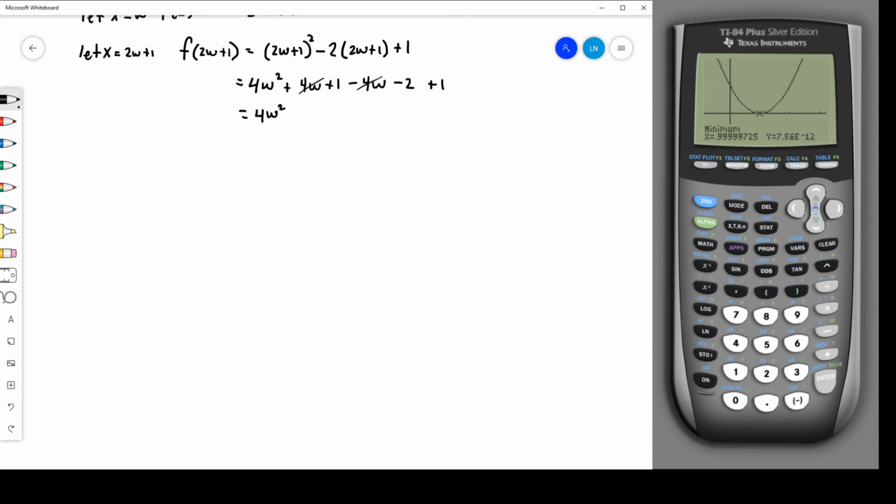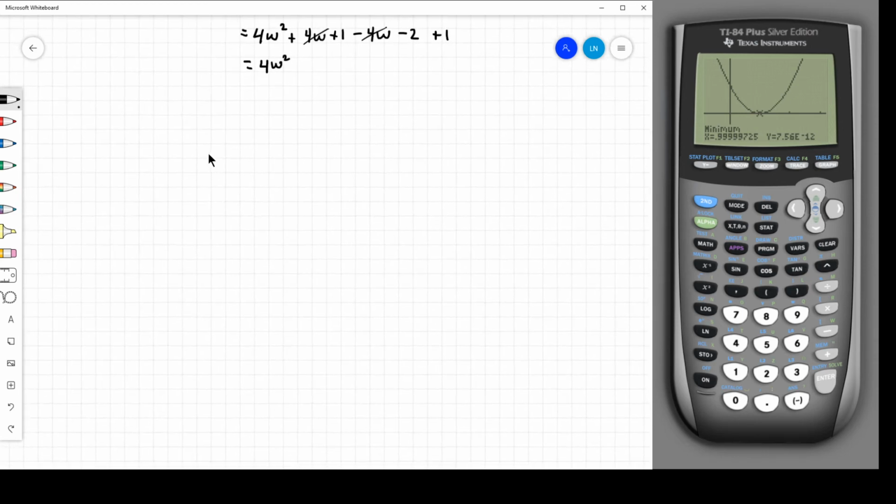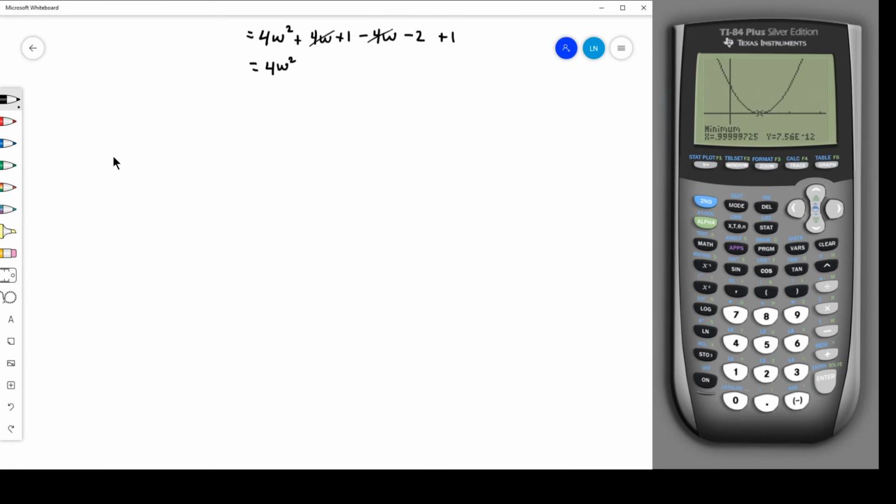We also have functions that can be defined in two different pieces, or three different parts. When we start looking at some applications problems, not all of them are going to be able to be defined by a single function.